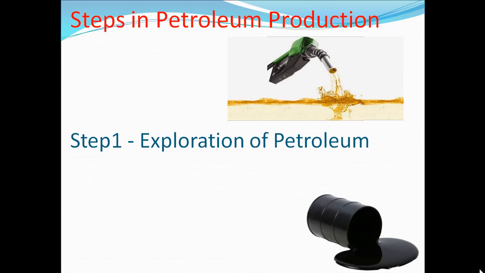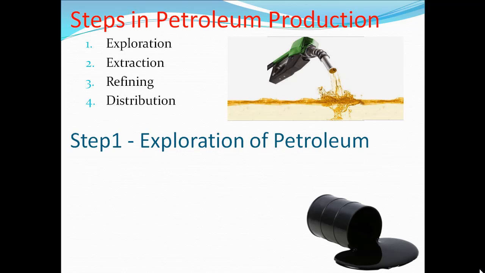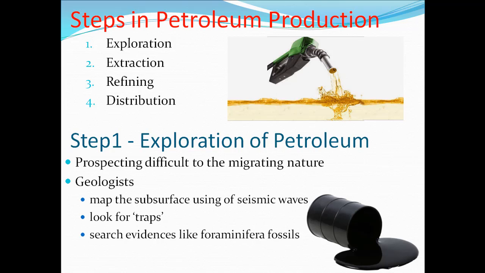Now we'll see what steps are undertaken in petroleum production: exploration, extraction, refining and distribution. Step 1. Exploration of petroleum. The task is very difficult. Researchers, scientists and geologists look for the prospecting areas where there are traps of petroleum and gas. At times it is very difficult to locate the exact trap because of the migrating nature of the fluid or the oil. Geologists use geological maps, gravitational maps and subsurface maps using seismic waves to locate the pockets. They look for the trap.